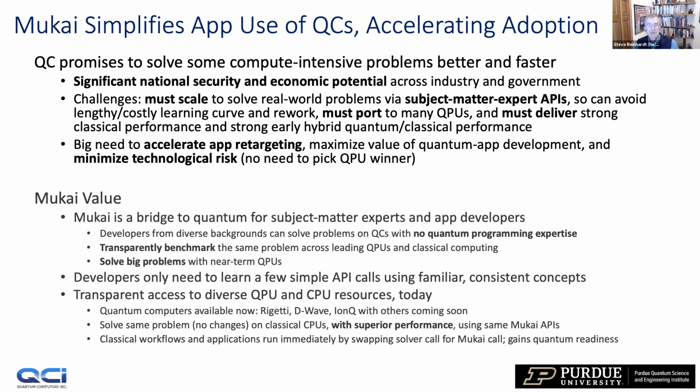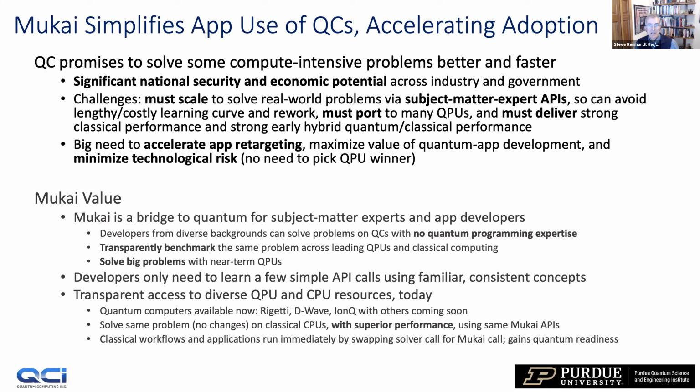So in that context, the value of Mukai is as a bridge to quantum for subject matter experts and app developers, meaning you can solve problems on quantum computers with no quantum programming expertise. You can transparently benchmark the same problem implemented the same way on leading QPUs as well as very strong classical solvers. And you can solve big problems with near-term small QPUs. As a developer, you only need to learn a few simple API calls that are based on familiar, consistent concepts like constraint optimization and graphs.